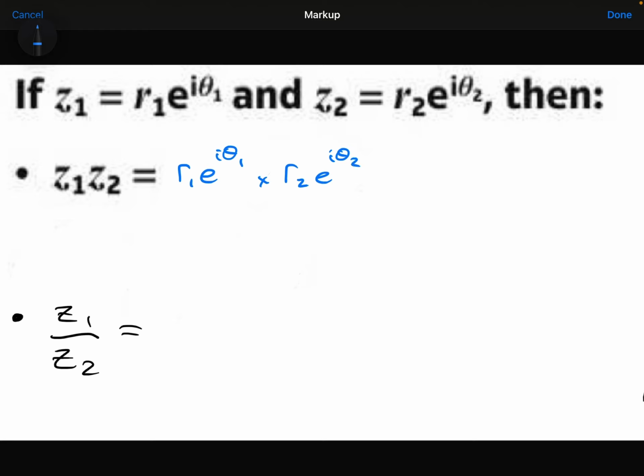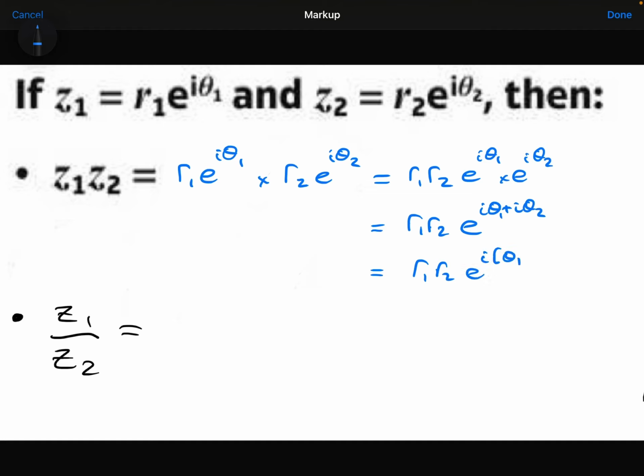Now obviously the order in which I multiply these is not important, so I could write this as r1 times r2, then adding the powers together, I'll get this, or factorising the i outside, that. So multiplying these two complex numbers together gives this result.